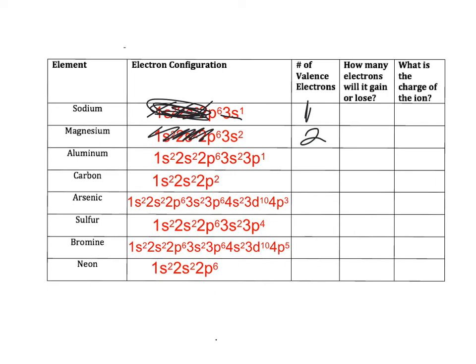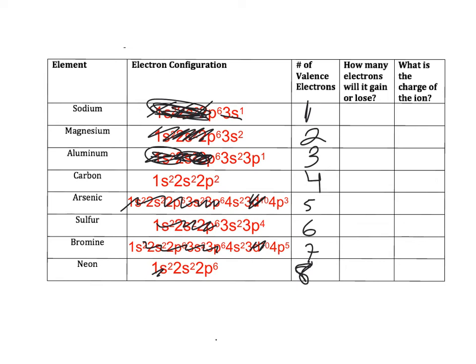When I look at aluminum, highest energy level there still is 3. This time I have 2 in the 3s, 1 in the 3p, which gives me 3 valence electrons. Go ahead and pause the video just real quick and see if you can figure out the number of valence electrons for the remainder of these elements. Remember, highest energy S and P sublevels. Okay, here you can see all of those valence electrons.